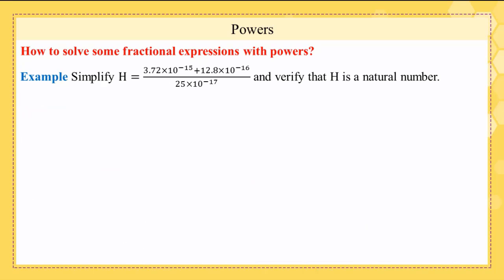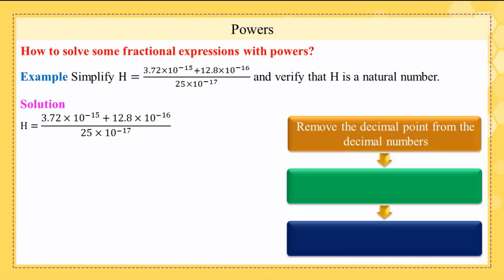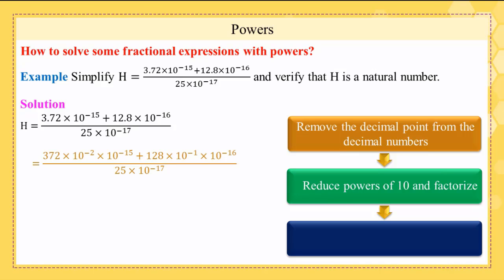Simplify h and verify that h is a natural number. How we simplify h, we will discuss it. First step, remove the decimal points from the decimal numbers. We work it the same as before. Second step, reduce powers of 10 and factorize. Now we work on the powers of 10.